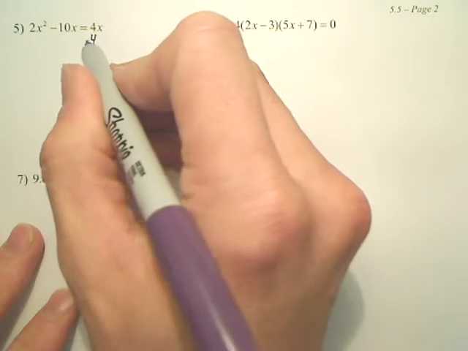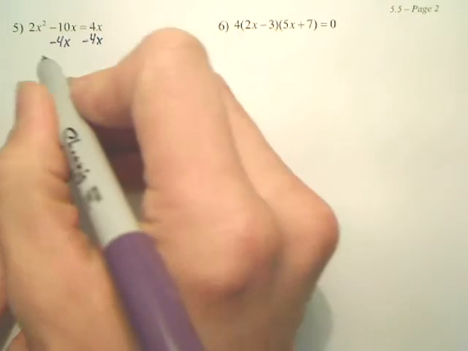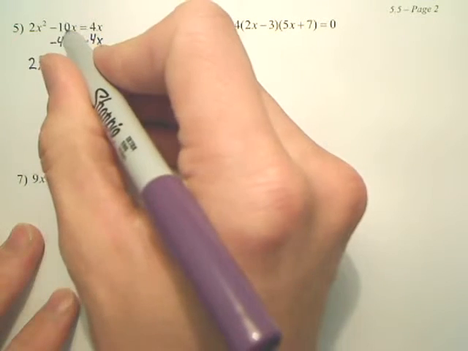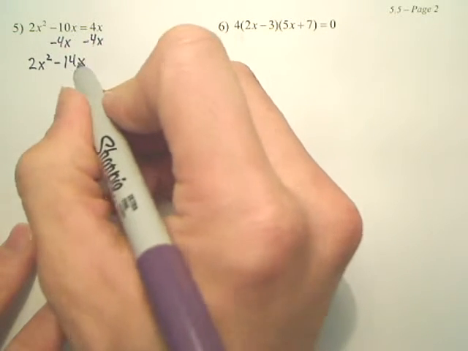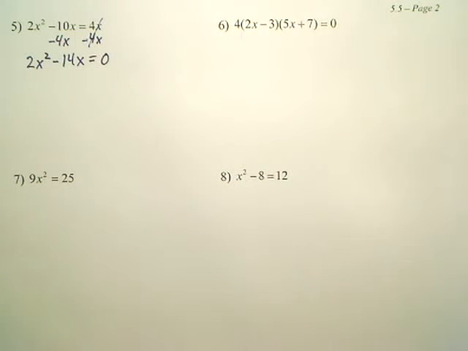So basically, we've got to move this 4x over. When I do that, I now have 2x squared. And then negative 10x minus 4x is minus 14x. And then that cancels, leaving me 0. Okay. Why did I do that?